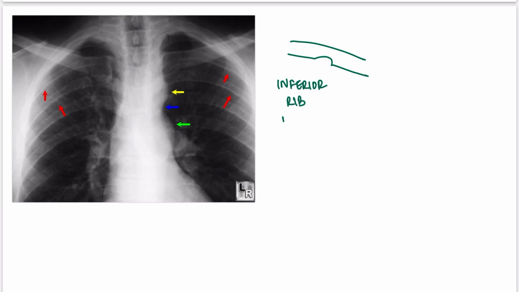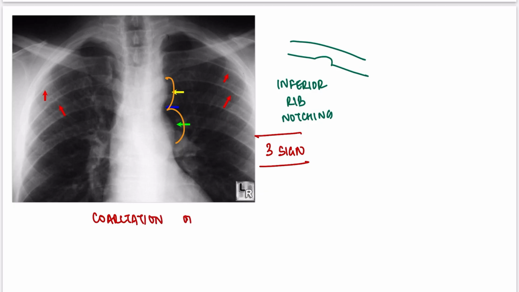Inferior rib notching. And also I see this sign. What is this sign? This is known as 3 sign. Again typical. Two typical findings, inferior rib notching and 3 sign. This we see in coarctation of aorta.